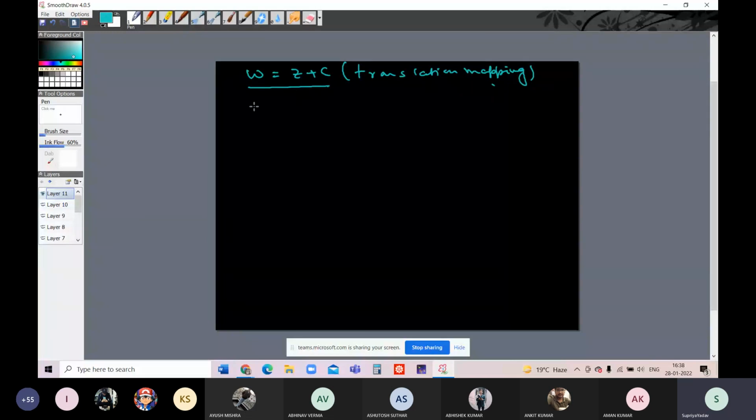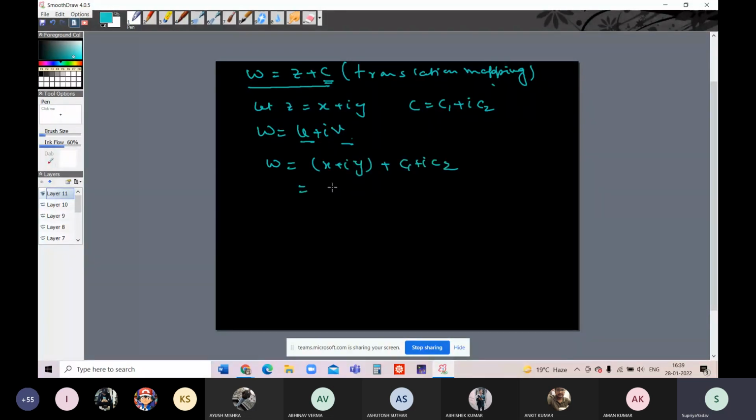Suppose you know that we can write this Z as x plus iy and C may be a real or complex constant. We can also write it like C1 plus I times C2. We can write this C as C1 plus I times C2, and you know that W will be U plus IV when we are writing it in real and imaginary form. Now substituting this value here, W is equal to x plus Iy plus C1 plus IC2, so this will be x plus C1 plus I times y plus C2.